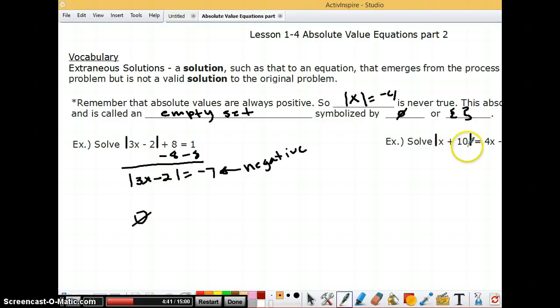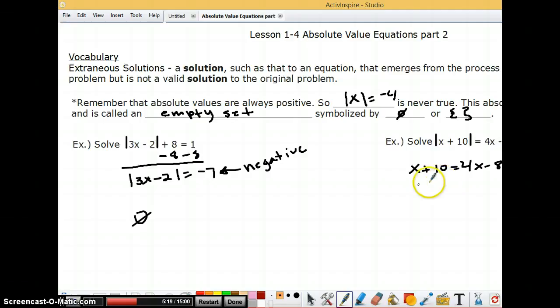Alright, moving on here. So this one is going to be our issue with the extraneous solution. So we have an absolute value of x plus 10 is equal to 4x minus 8. Because this is an absolute value, which means it can be positive or negative and be the same number, this one without an absolute value cannot be. So what we have here is that x plus 10 can be equal to 4x minus 8, or x plus 10 can be equal to negative 4x minus 8. It's this negative right here that's going to cause our issue.